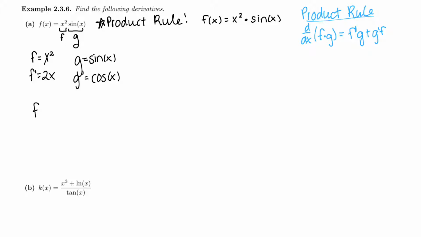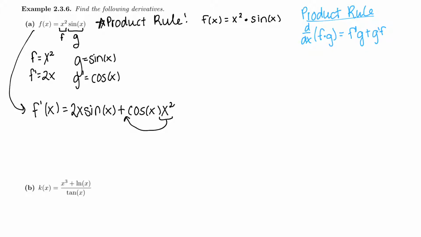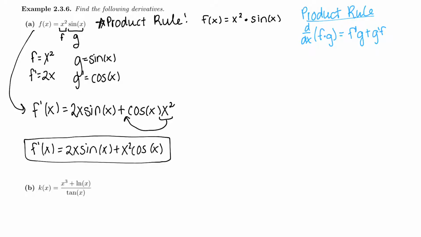So don't get confused with this f and this f here. I'm using kind of abusive language, but I'm just using f since we always just use f in this notation. It's not the same f's. Right, so f prime is 2x, g is sine x, plus g prime is cosine x, and f is x squared. Now, typically we don't write the x squared at the very end. Typically we would write the x squared before the cosine. So I'm just going to rewrite my derivative as 2x sine x plus x squared cosine x. And that would be that one.